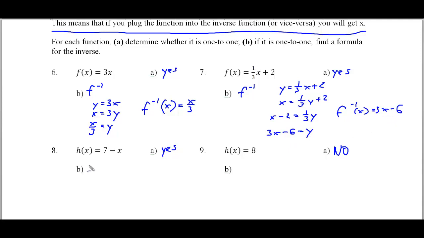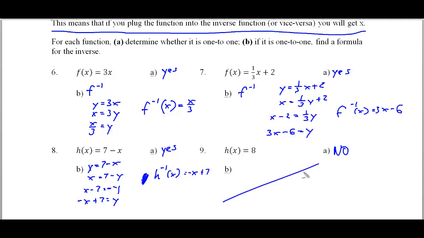You just take your equation, your y equals 7 minus x, flip your x's and y's, and then move everything over. x minus 7 equals negative y. Divide everything by -1. Negative x plus 7 equals y, which means my f inverse... I used f. I should use h. My inverse of h of x is going to be negative x plus 7. Alright, no inverse for something that is not 1-to-1.